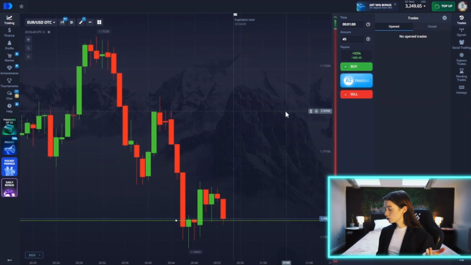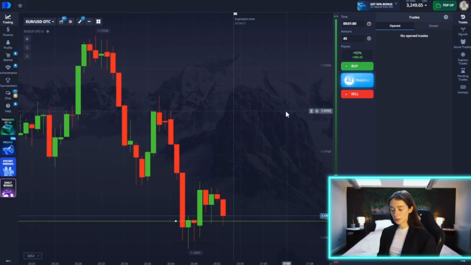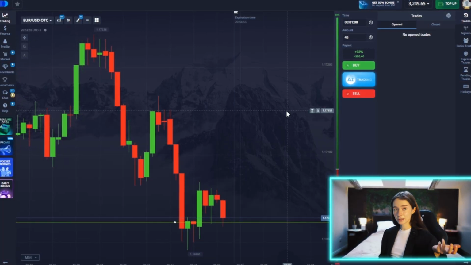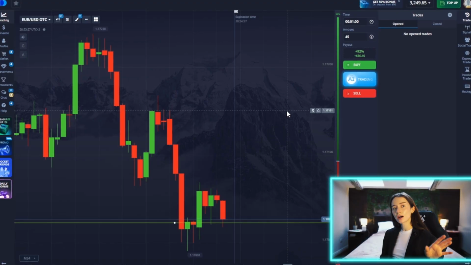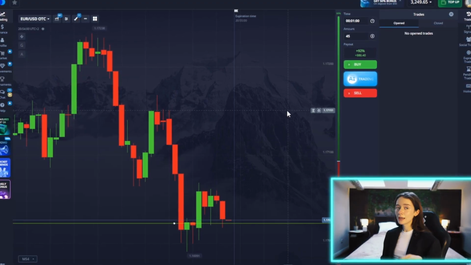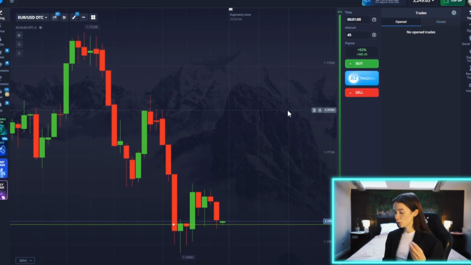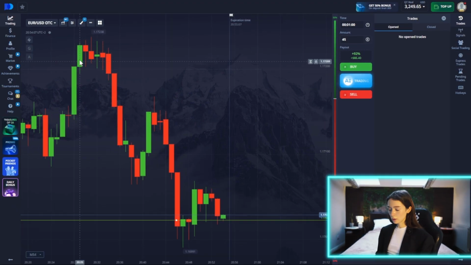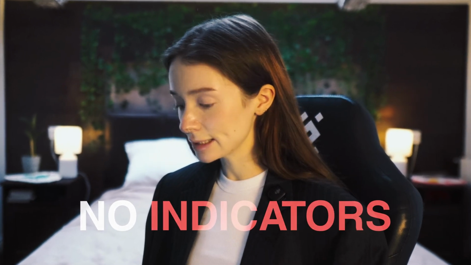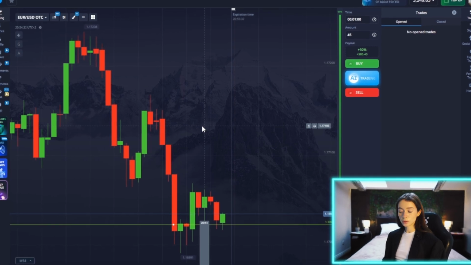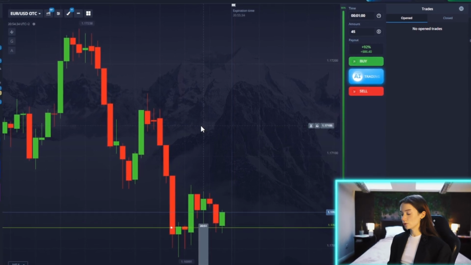So what does trading without indicators mean? It's not chaos. It's support levels, resistance levels, trend direction, market structure, candle behavior, basically pure technical analysis without extra noise. As you can see, I have the euro-dollar pair open, no indicators, just a clean chart. I think I'll show how to trade without indicators using 3 trades.